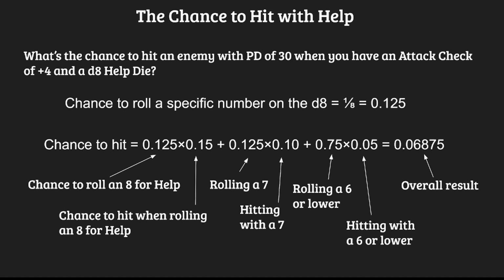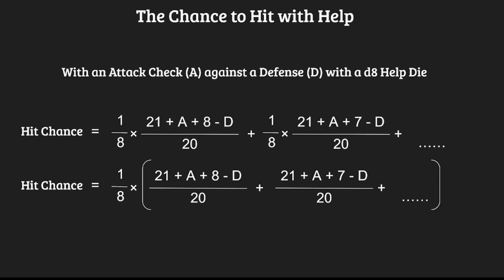That's because in those situations, rolling an 8 or a 7 expands the amount of numbers I can roll to hit. So how can we write this as an equation? Well, it ends up being quite long because we need to take each of the individual numbers on the D8 and add them up separately. My top row shows the way I did it before. In this case, it's 1/8 times the chance to hit if I'm adding an 8 as the bonus. So we can see that I have that 21 plus the attack plus help minus defense, but I'm going to have to add each value of the help individually.